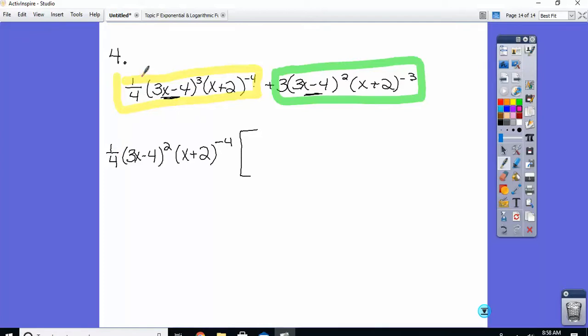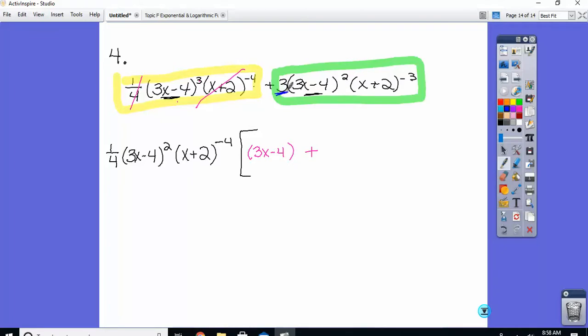So we had a 1/4 and I took it out, that's gone. I had 3x minus 4 to the third. I took out 3x minus 4 to the second, so there's 1 left. We had x plus 2 to the -4 and we took it out, so that's completely gone. The next term.